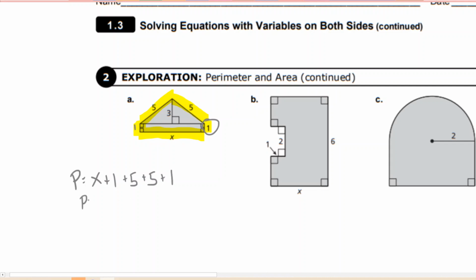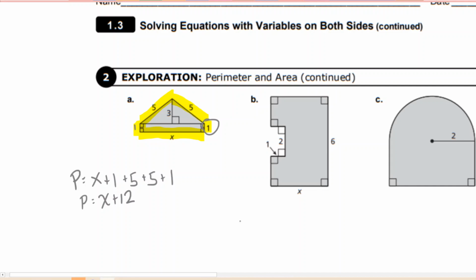So that tells me that the perimeter is equal to x plus, let's see, 1 plus 5 is 6. 6 plus 5 is 11. 11 plus 1 is 12. So this perimeter is x plus 12.